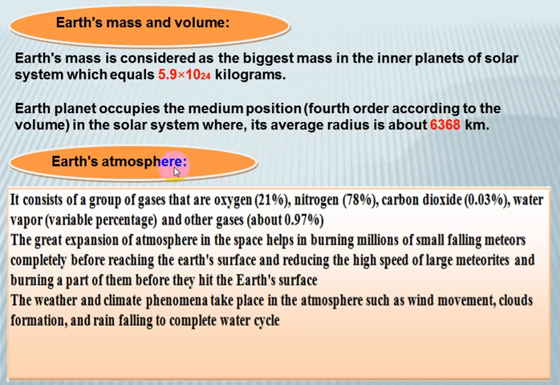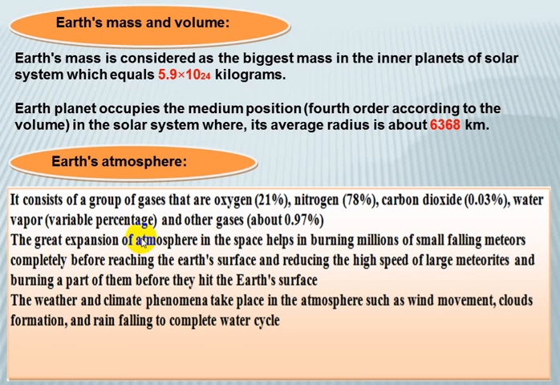The Earth's atmosphere. The atmosphere consists of a group of gases: oxygen represents 21%, nitrogen represents 78%, which is abundant, carbon dioxide represents 0.03%, water vapor represents a variable percentage, and the other gases about 0.970%.